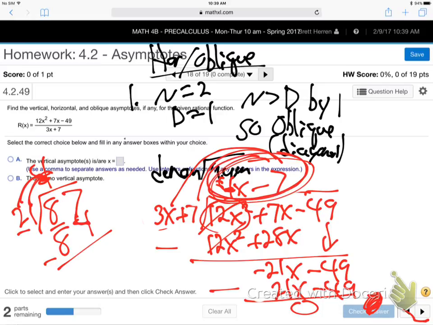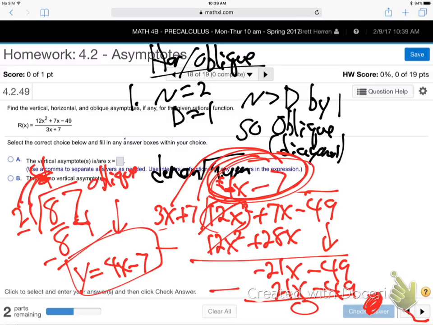I have the ax plus b or mx plus b, whatever you want to call it. So it's y equals 4x minus 7. So we were right about the 4x, but it's 4x minus 7. That is the oblique asymptote. Y equals 4x minus 7. That's a line. That's an mx plus b. That's a line of approach.